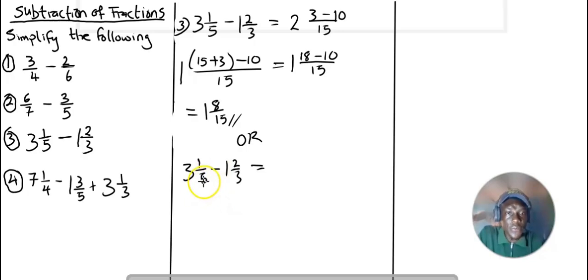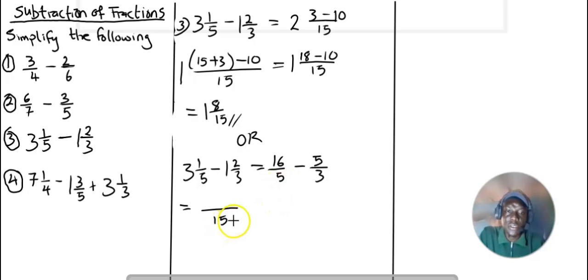So let's convert this. We have 5 times 3 will give us 15. 15 plus 1 will give us 16. So you have 16 over 5 minus 3 times 1 will give you 3 plus 2, it will give you 5. So you have 5 over 3. Now this is equal to, you find the LCM of 5 and 3, which is 15. So the LCM is 15.